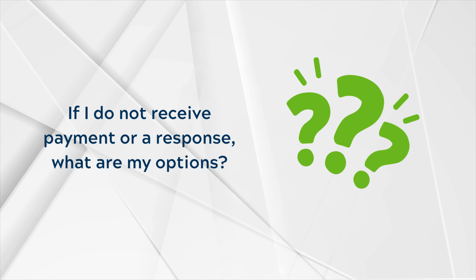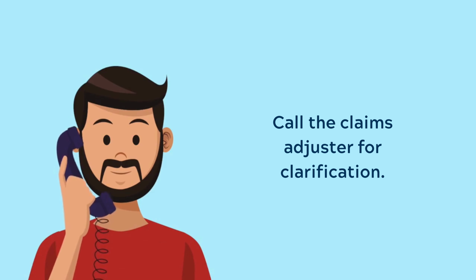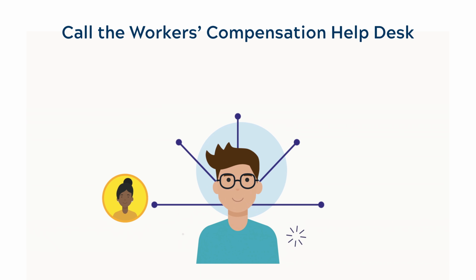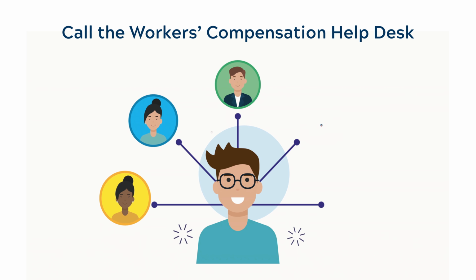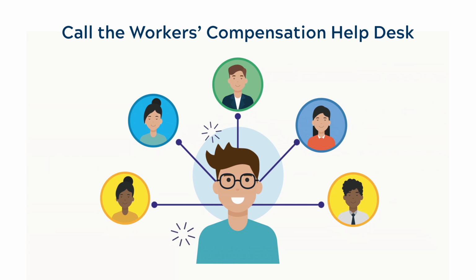provider has some options. The first option is to call the claims adjuster. Ask them to clarify or resolve the situation. If connecting with the claims adjuster is not bringing resolution, a provider can contact the Workers' Compensation Help Desk. They can outline your options for the situation and, if needed, will put you in touch with someone who can assist further.